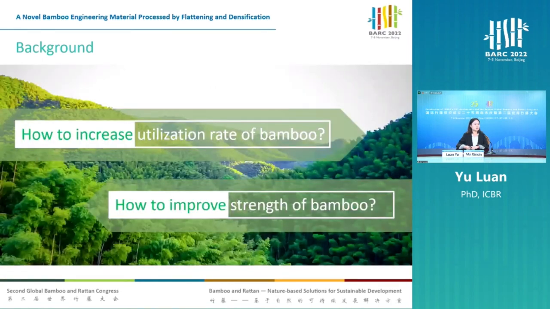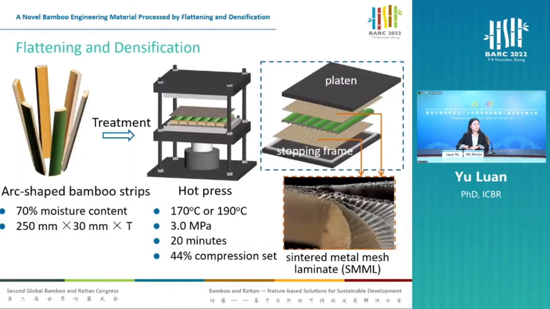So there are two important problems: how to increase the utilization rate of bamboo and how to improve the strength of bamboo. Based on these problems, we propose an integrated treatment combining flattening and densification.